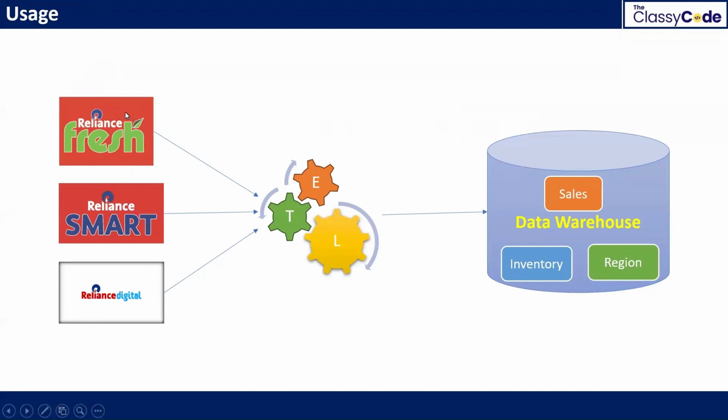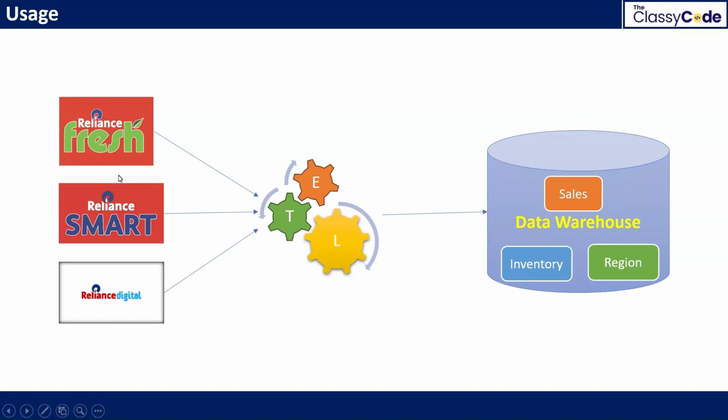Right? Reliance is having multiple stores. Reliance Fresh, which is for groceries or fresh vegetables and all these things, right? And Reliance Smart, this also is a combination. Okay, so it can have multiple things, some home appliances and all you can buy here. And Reliance Digital. Okay, you can go and buy some digital components like laptops, mobiles, all these things, right?